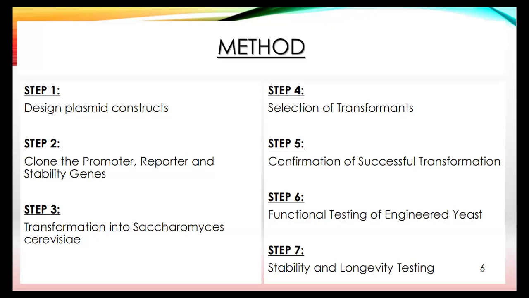Next, we have functional testing of the engineered yeast. We are going to do induction with mycotoxins, exposing modified yeast to food samples with mycotoxins. For detection, we are going to use either a fluorescence assay, observing the green fluorescent protein under a fluorescence microscope, or a colorimetric assay, where we perform a beta-galactosidase assay for LacZ. The very last step is stability and longevity testing, where we measure stability genes to ensure that our Saccharomyces cerevisiae is effective and efficient for detection.